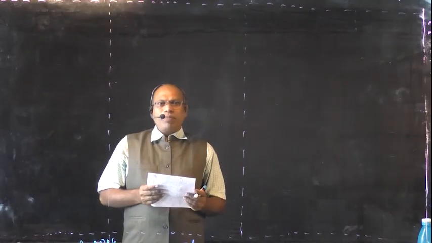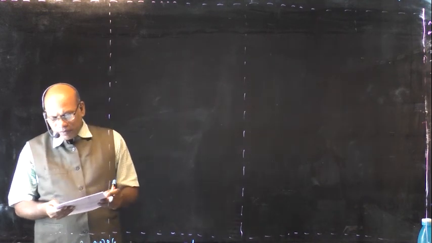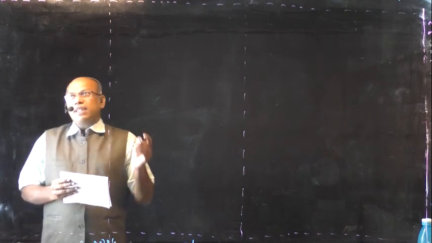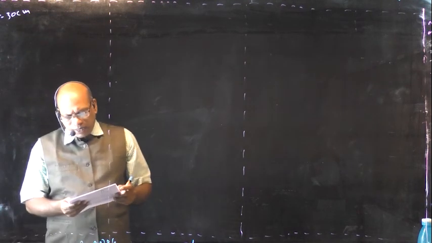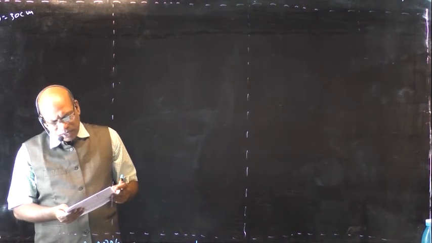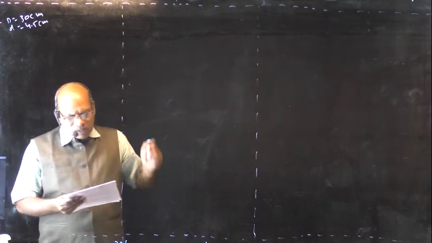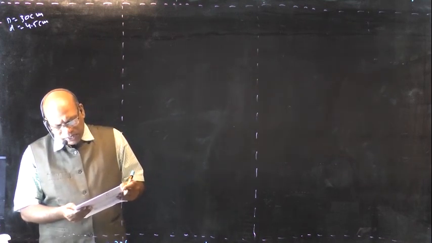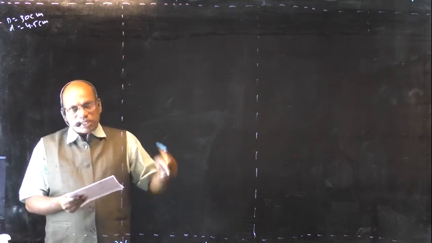Today we are going to discuss problems related to pressure measurements. Please note down the problem. A hydraulic press has a ram of 30 centimeters diameter and a plunger of 4.5 centimeters diameter. Find the weight lifted by the hydraulic press when the force applied at the plunger is 500 newtons.